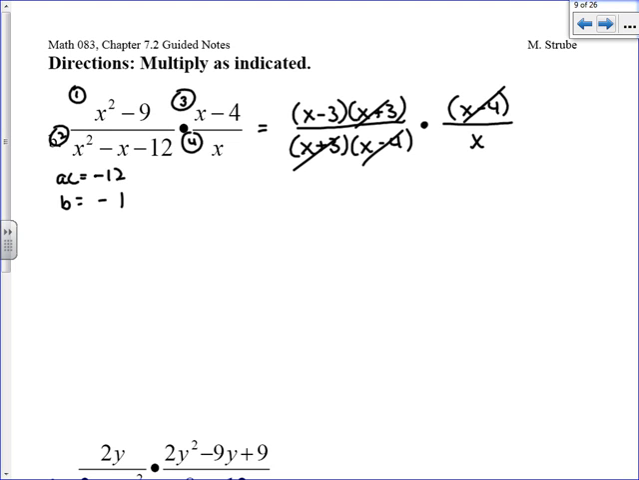So what's left in my numerator? It's the numerator of my answer. What's left in my denominator is the denominator of my answer. And I can't cancel those x's now because they're back to terms. The x in the numerator is part of x minus 3.